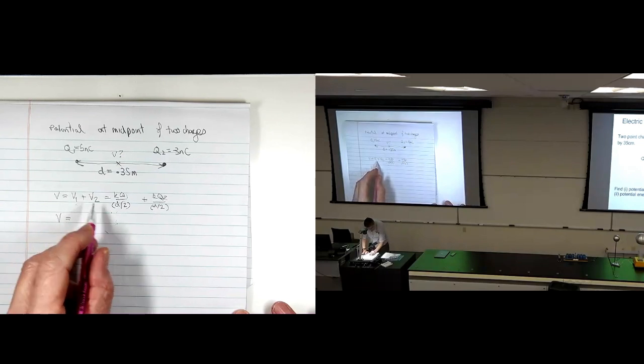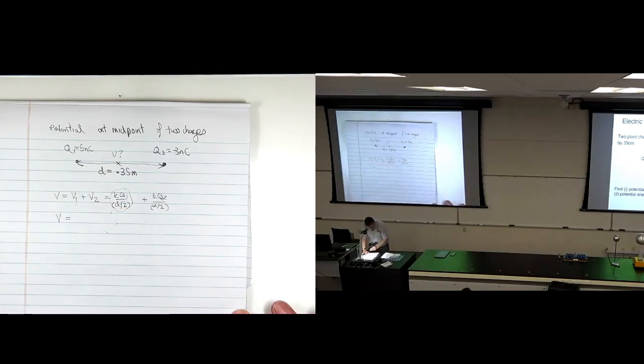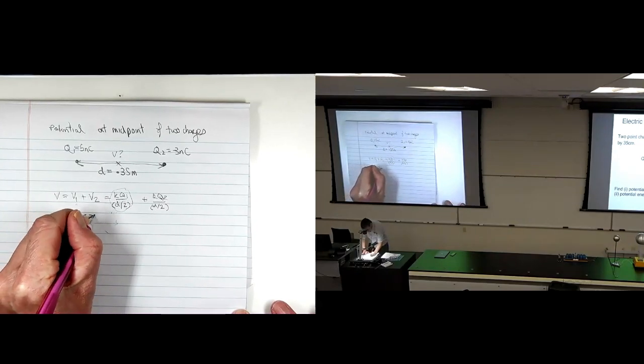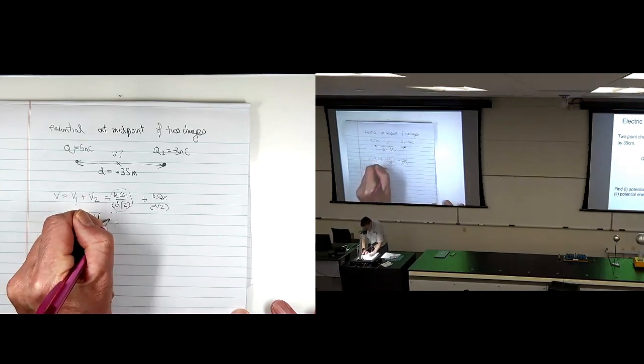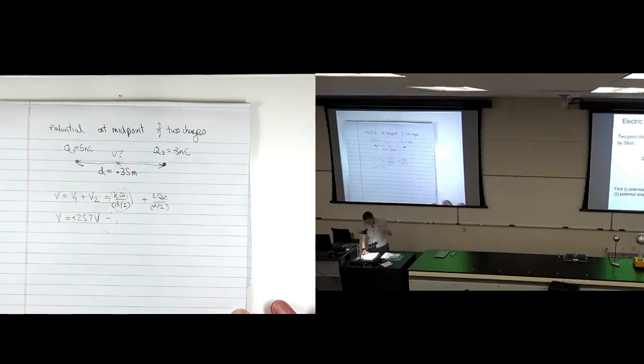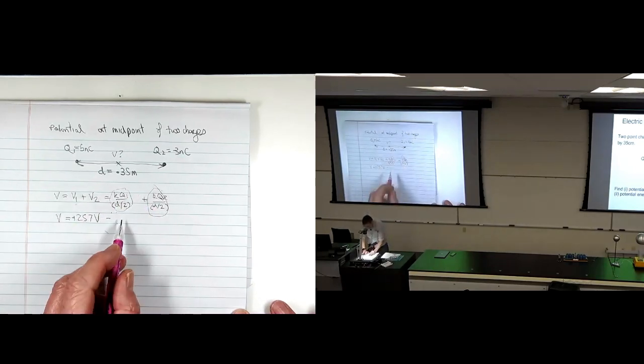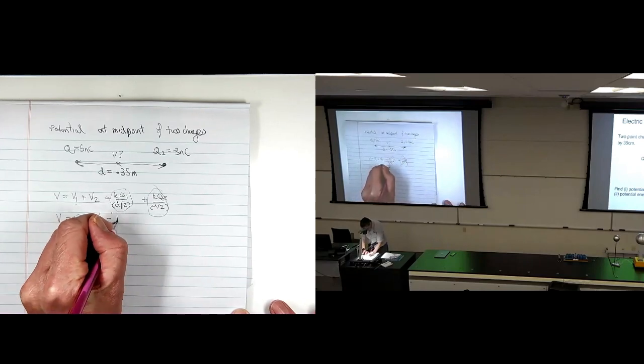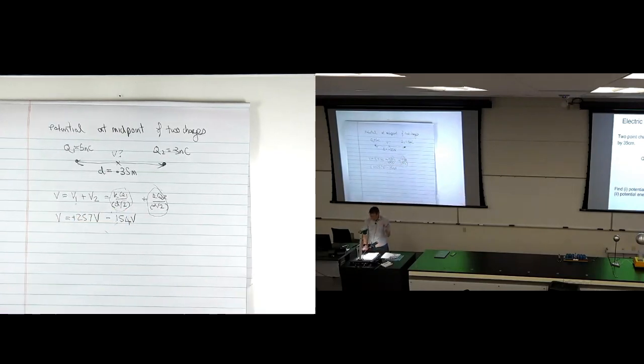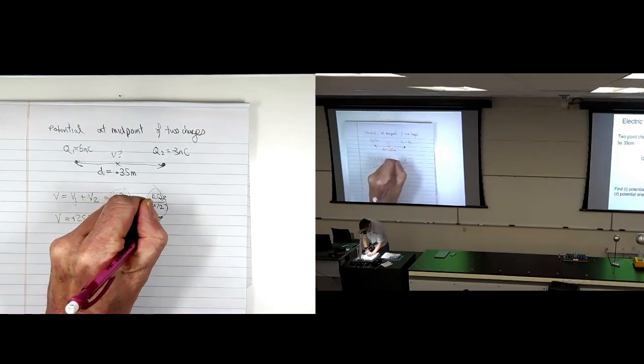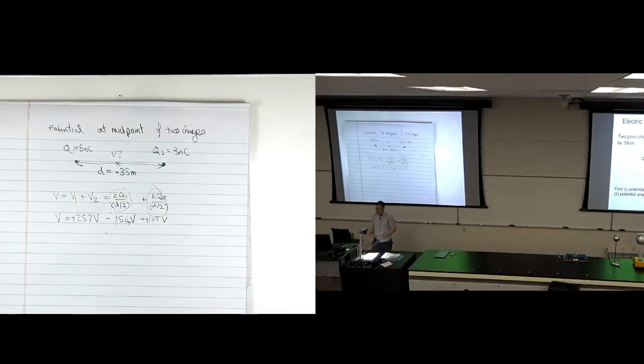For V1, due to Q1, I got 257 volts. It's positive because it was a positive charge. For Q2, that gave me V2, and I got 154 volts, and it's minus because it was a negative charge. Q2 is smaller than Q1, so V2 is smaller than V1, but it's also the opposite sign because it's a negative charge rather than a positive charge. So the answer is 257 minus 154. That comes out to positive 103 volts. And so that's the answer to the first part of the problem.